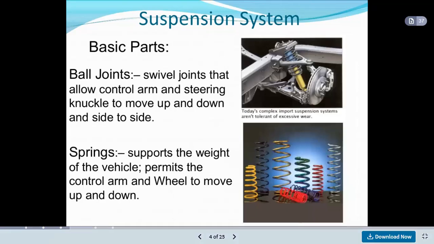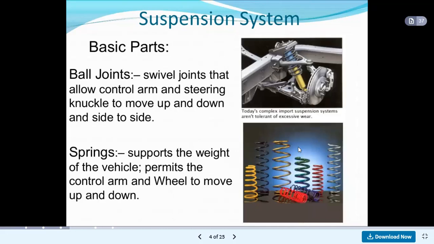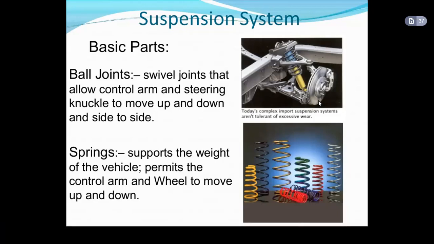If we see the next part, that is ball joints. This diagram is related to the ball joints, and this is the springs. So the ball joint is again important. They are swivel joints that allow the control arm and steering knuckle to move up and down and side to side. So this is the ball joint arrangement. If we see the springs, they support the weight of the vehicle and permit the control arm and wheel to move up and down. Okay, so due to the springs, the vehicle moves in the vertically upward and downward direction.